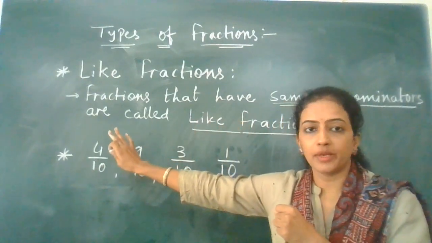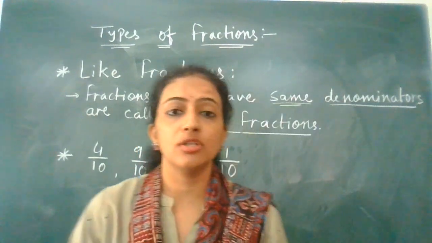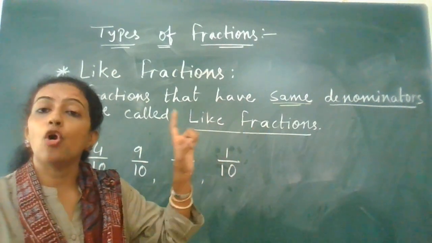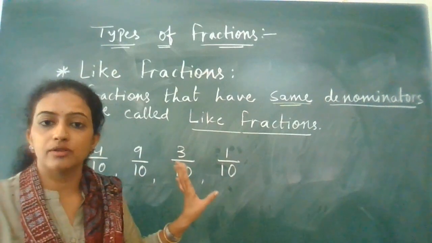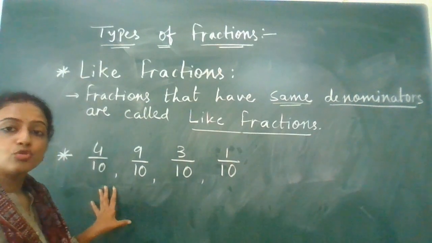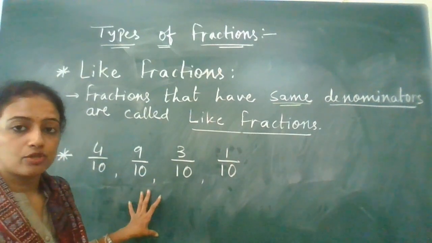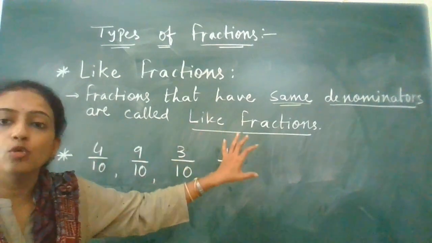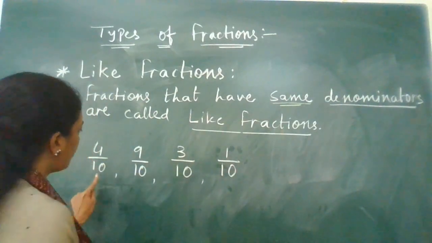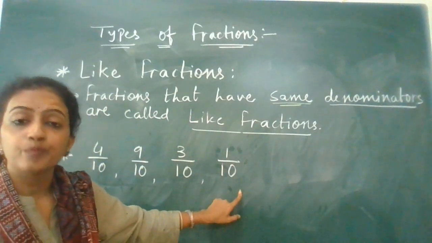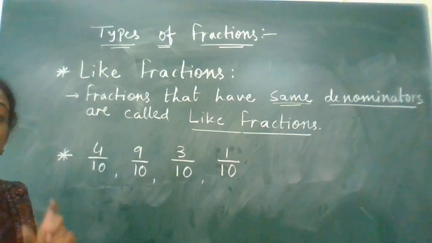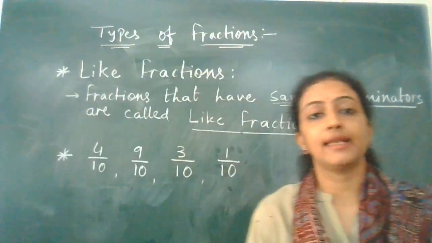You don't have to look at the numerators. So always remember, like fraction and unlike fraction, we never decide with the numerators. We always decide it with the denominators. So when the thing comes to the like fraction or unlike fraction, you have to just focus on the denominators. You don't have to bother what is the numerators. So the like fraction says that if all the denominators are same, then all the fractions are called like fractions.